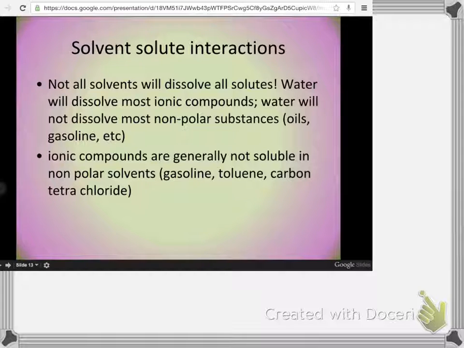But solvent-solute interaction matters a lot. Not all solvents will dissolve all solutes.